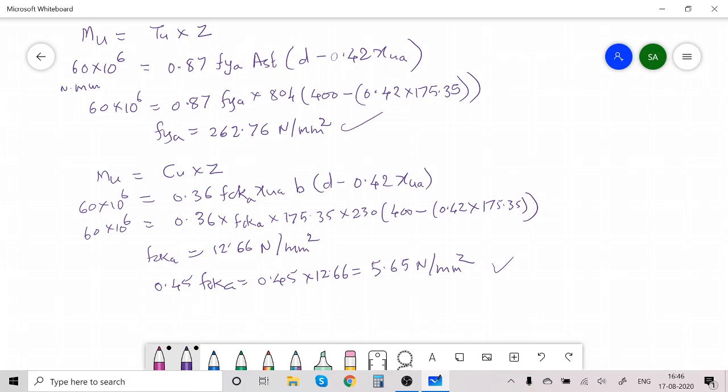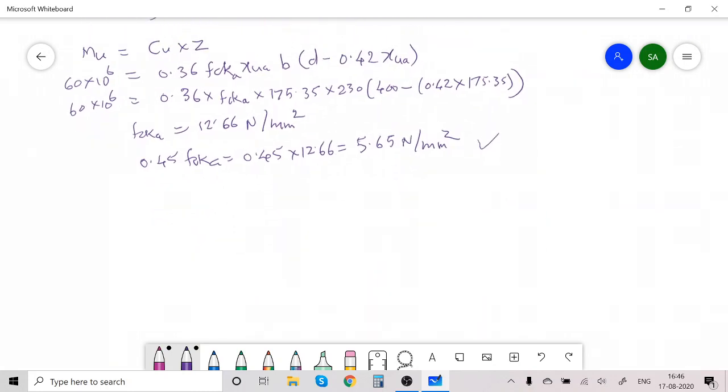Now about the strain in concrete and steel. The actual strain in steel epsilon SU actual is equal to Fy actual upon 1.15 ES plus 0.002. So this is the strain formula.